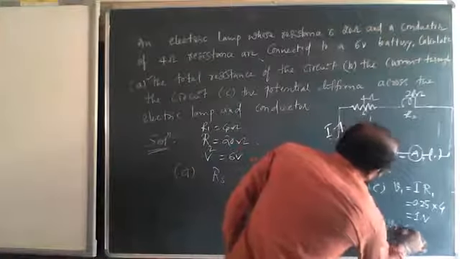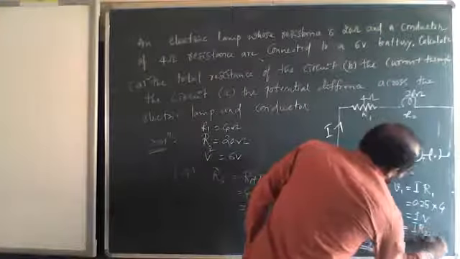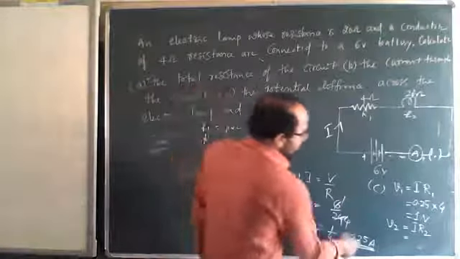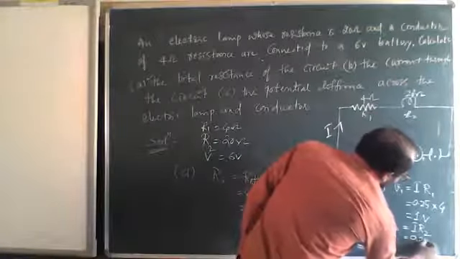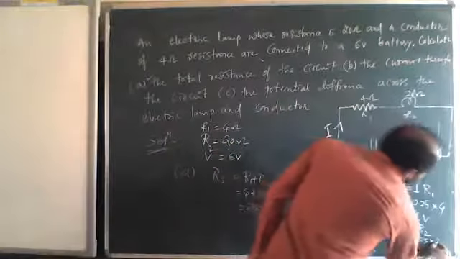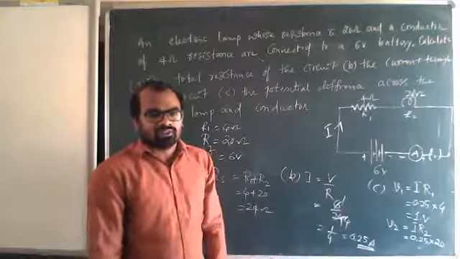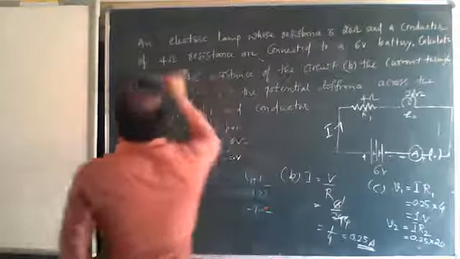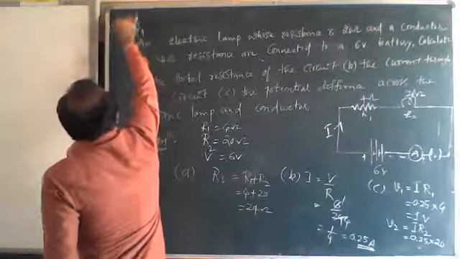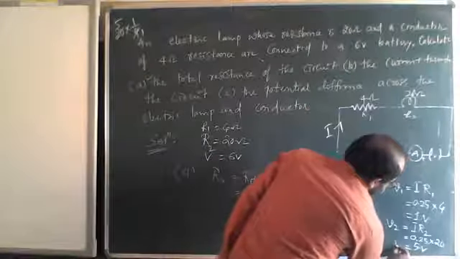So what is my V2? Similarly, IR2. What is my I here? We have already found 0.25, into R2. What is my R2? 20 ohm, isn't it? 20 into 0.25 will be 5. How do you know that? 0.25 is 1 by 4, so the 4 cancels with the 4. So that is our 5 volt, V2.